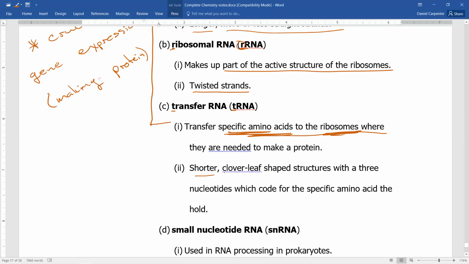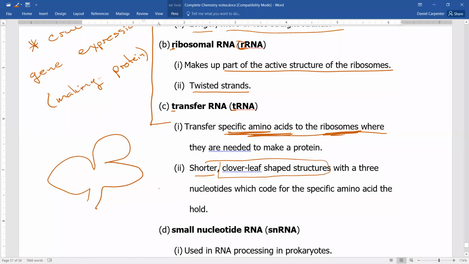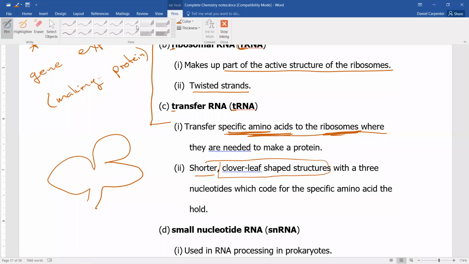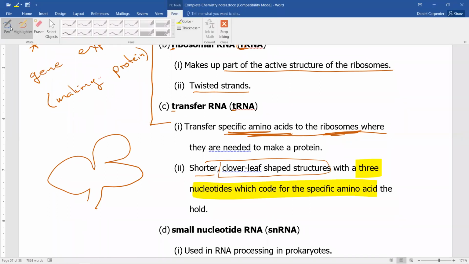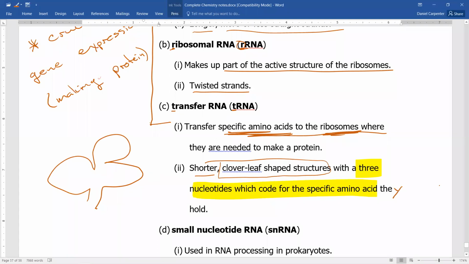So these are shorter and they are shaped like a clover leaf, as in they have a loop and a loop and a loop, except they're probably much prettier than that. At least the pictures you can find online are much prettier than that. Now, this is kind of important in the whole structure. They have three nucleotides which code for the specific amino acid that they hold.